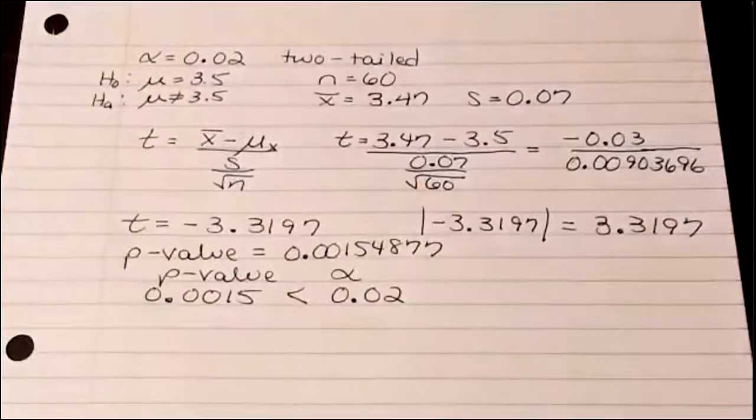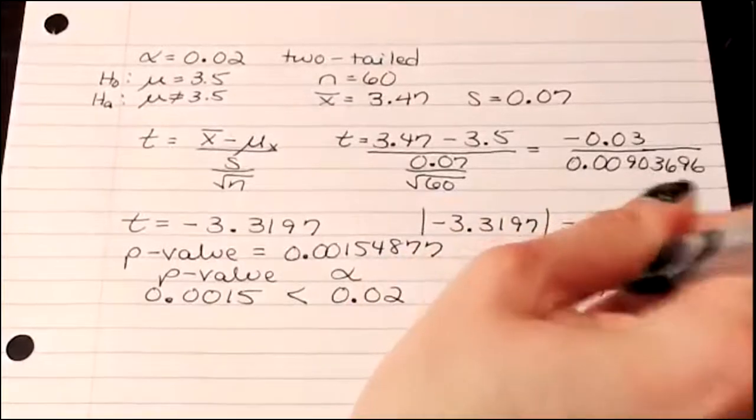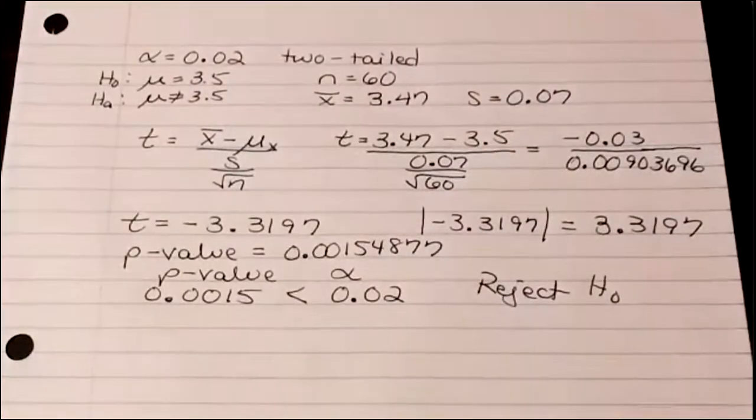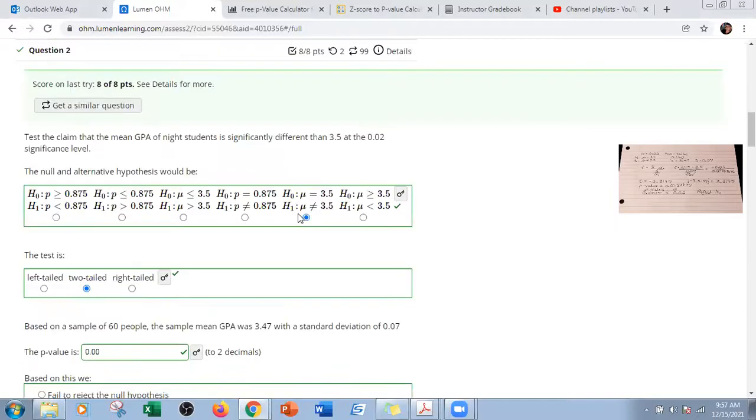And when our p-value is low, the null must go. So the decision is to reject the null hypothesis. So let's go back to our Lumen, and we are going to reject the null hypothesis, and then we will submit our question, and it is perfect.